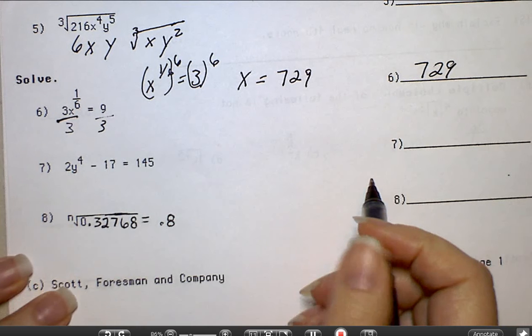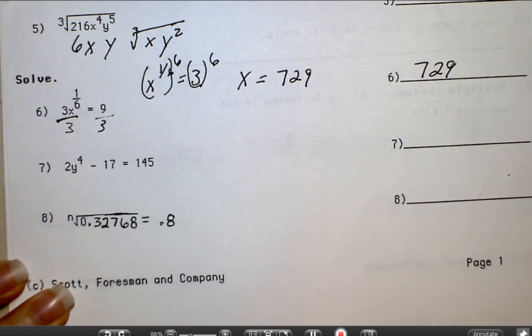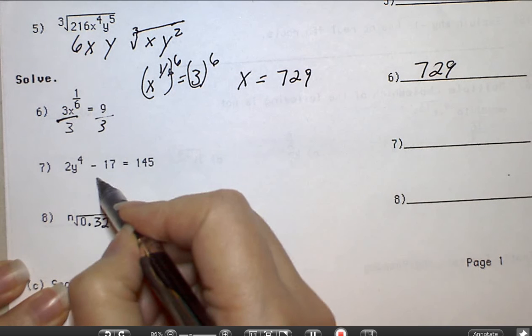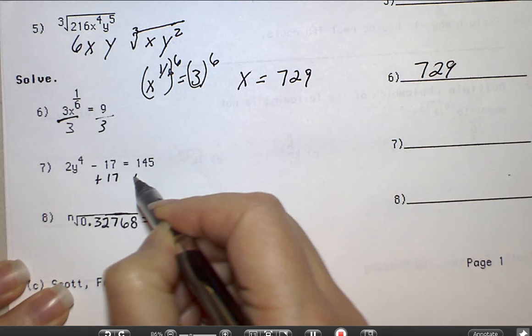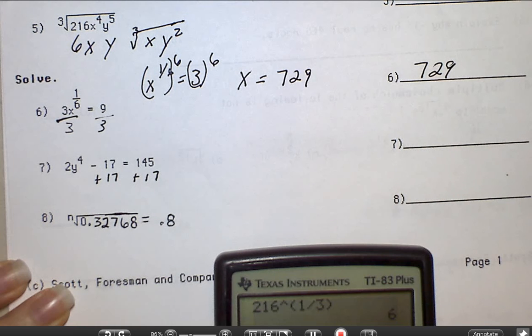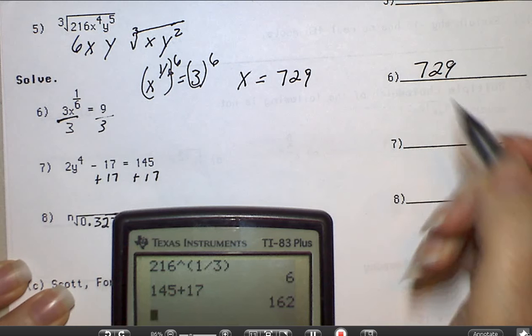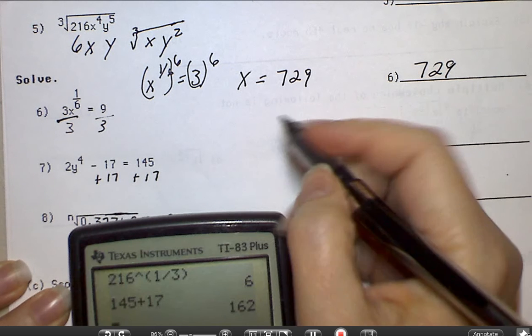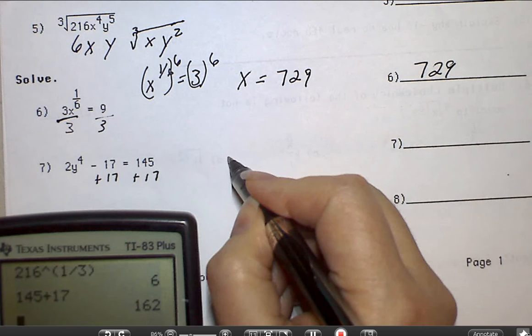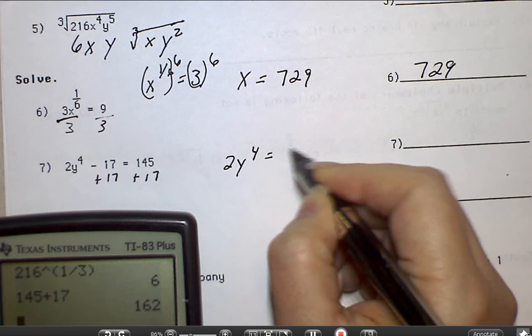Alright, number 7. What would I have to do first? Right, add 17. So I'm going to add 17 first. So I have 145 plus 17 is your 162. So that means I have 2y to the 4th equals 162.